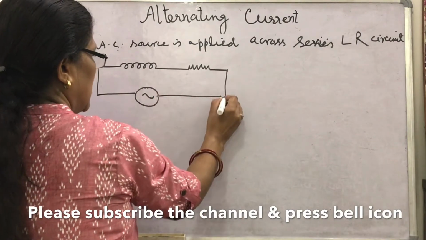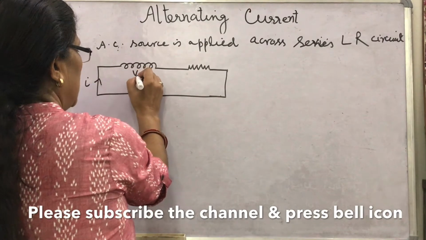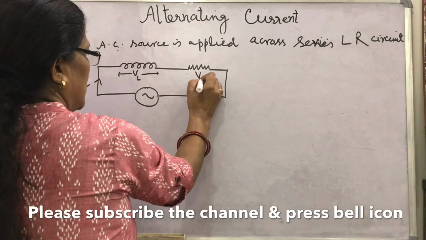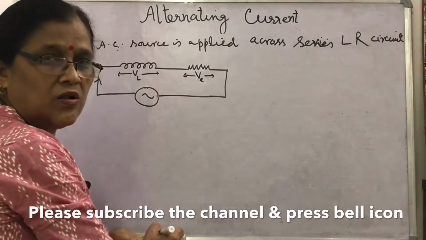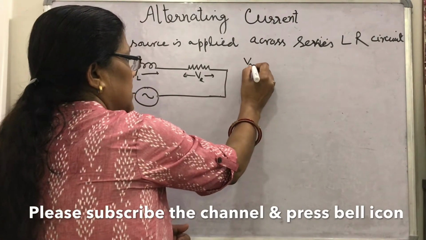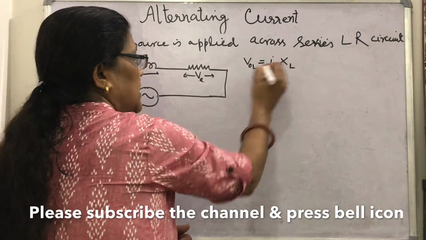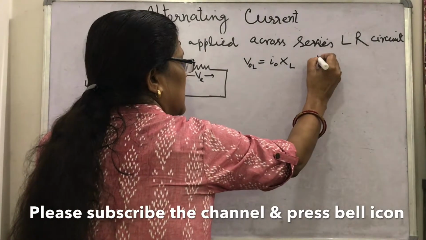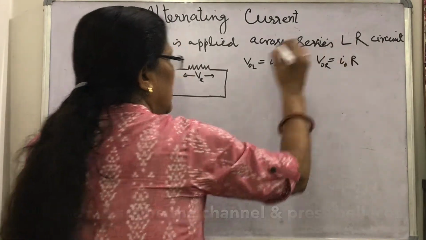suppose the current flowing through it is I. Here the voltage across the coil is VL, and here the voltage across the resistance is VR. What can you write? For the peak value of voltage across the coil, we can write I naught into XL. For the peak value of voltage across the resistance, we can write I naught into R.